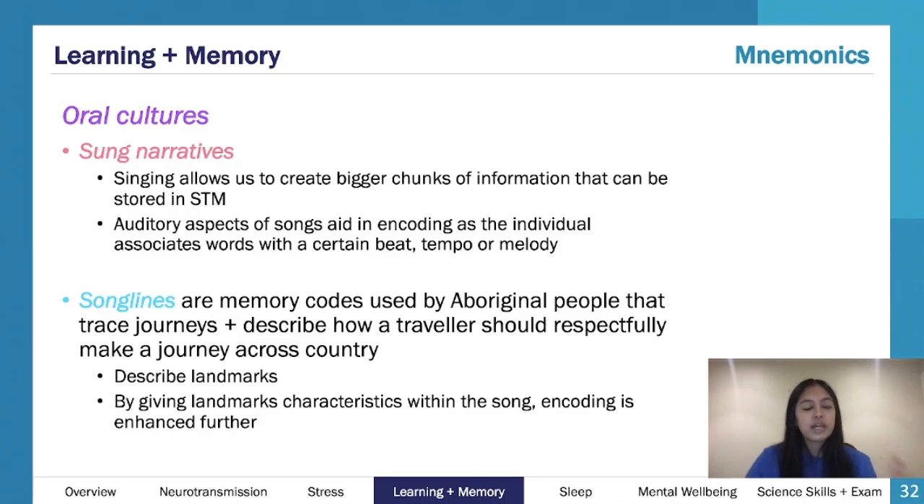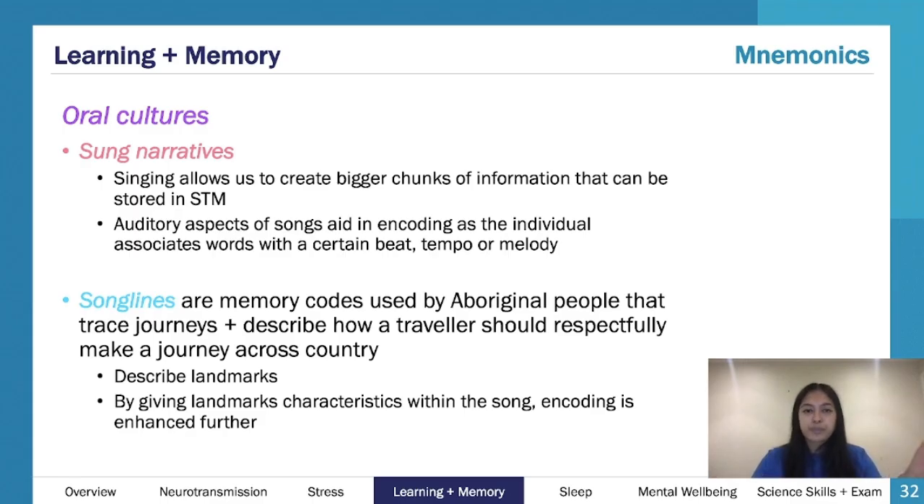So those are your written cultures, right? Your oral cultures. Acronyms are maybe less helpful in your oral cultures. You can see how it would be more of a written thing. In oral cultures, an example of a mnemonic is sung narratives. And song lines are a specific example of that.